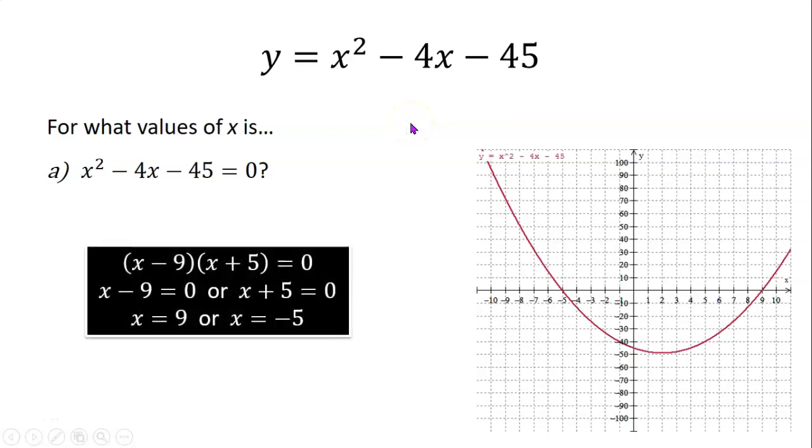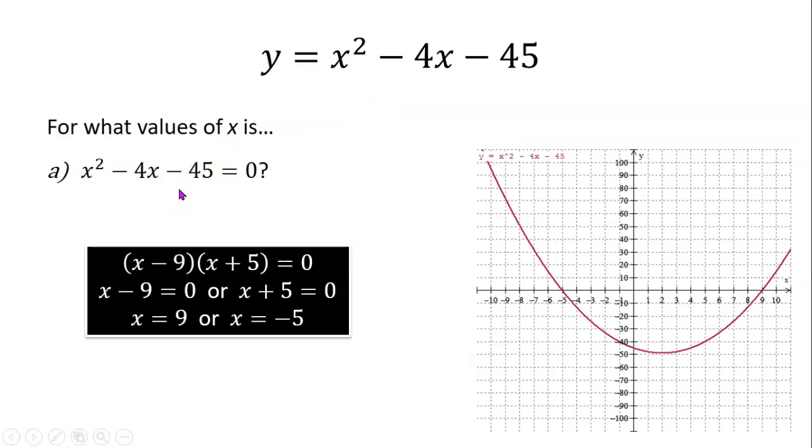We could solve that by factoring. Factor x squared minus 4x minus 45 into x minus 9 times x plus 5, and then set each factor equal to 0. So x minus 9 equals 0, or x plus 5 equals 0, and then x equals 9, or x equals negative 5. Those are the two solutions to that equation.